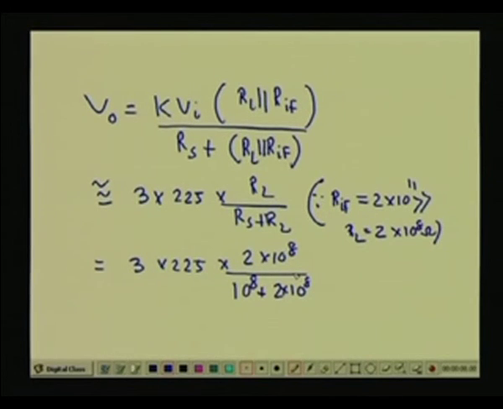So, this will give you 3 into 225 into 2 upon 3. Since this is in millivolt 225, this also will be in millivolt, 450 millivolt. This is the answer.